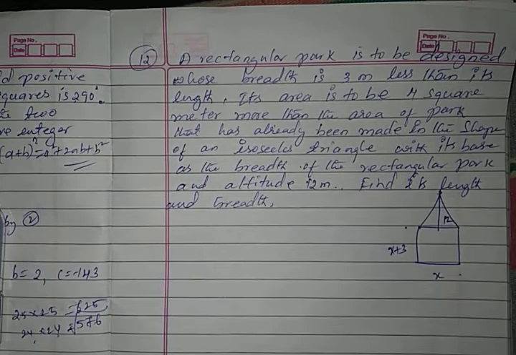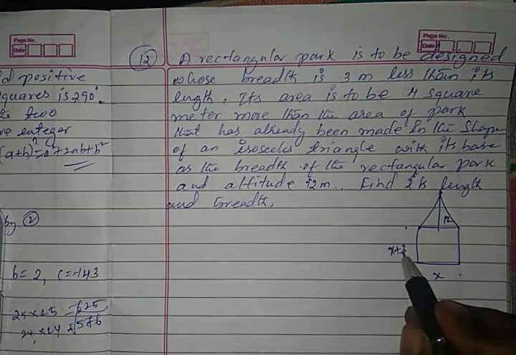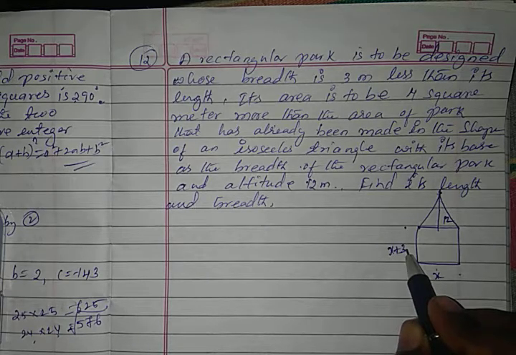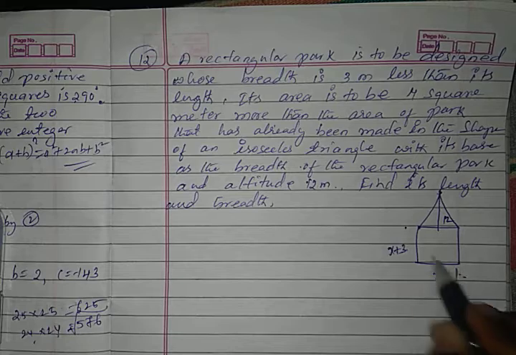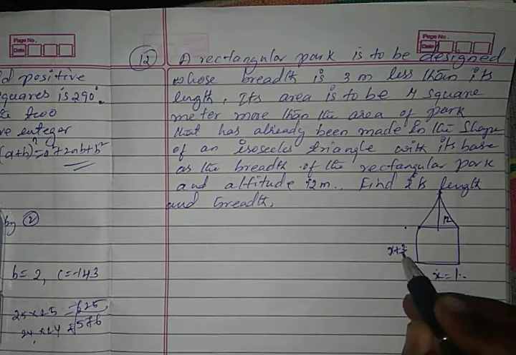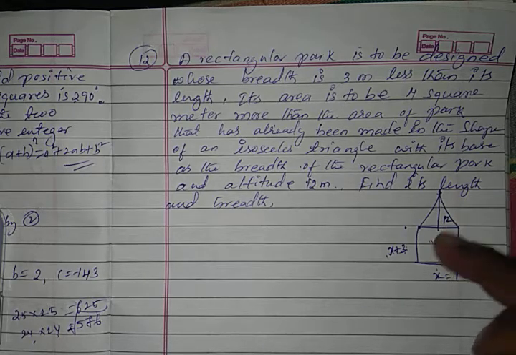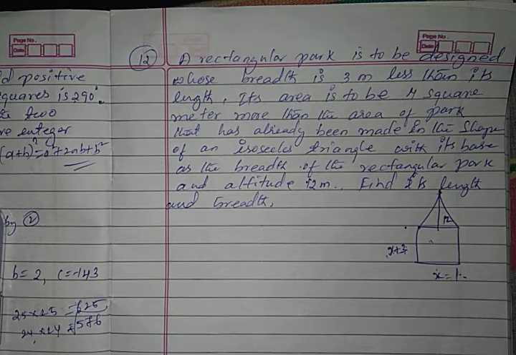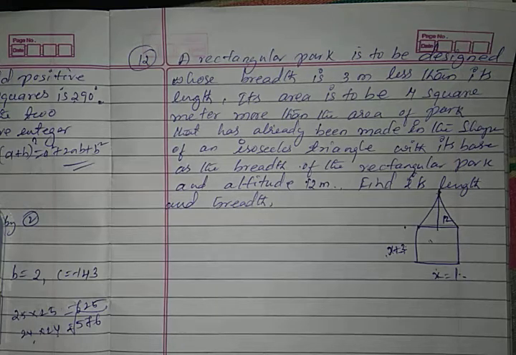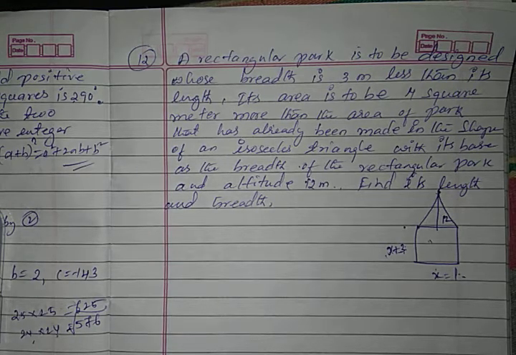Students, carefully observe the question. A rectangular park is to be designed whose breadth is 3 meter less than its length. Here 3 meter less means the length is 3 meter more than the breadth, that is x plus 3. Its area is to be 4 square meter more than the area of the park that has already been made in the shape of an isosceles triangle with its base as the breadth of the rectangular park, and altitude 12 meter. Find its length and breadth.